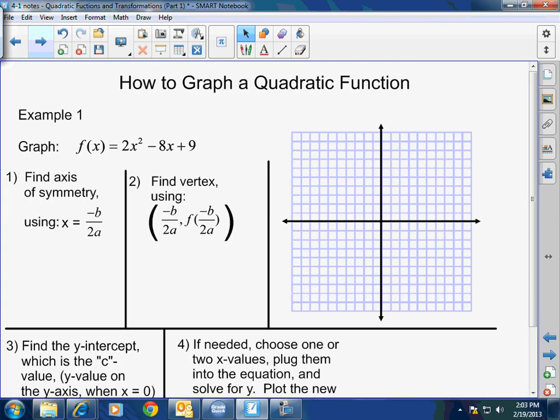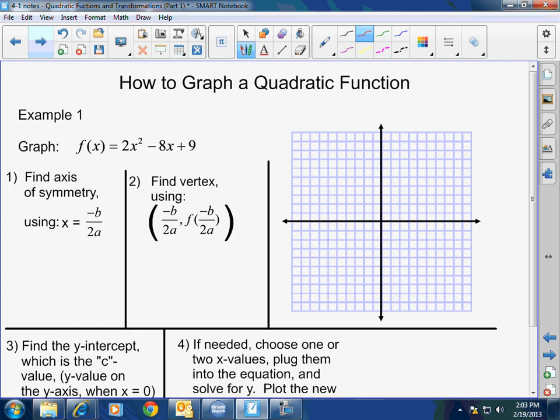Now, how to graph a quadratic function. Mickey Mouse time, guys. Ready? Here we go. Let's graph f of x equals 2x squared minus 8x plus 9. Please follow these steps. These steps have never failed me. They are super easy. Looks complicated, but I promise you it's not.